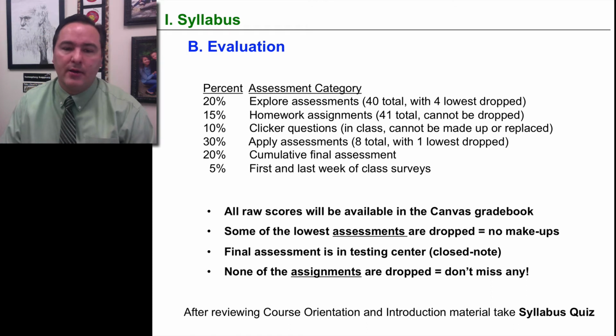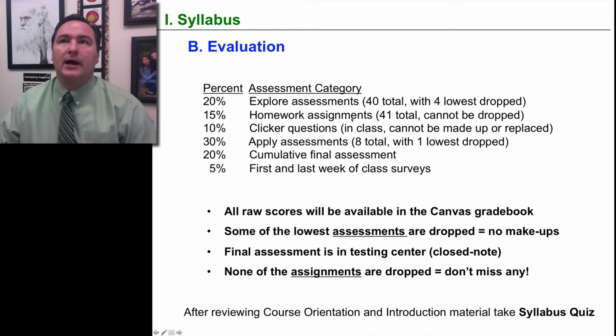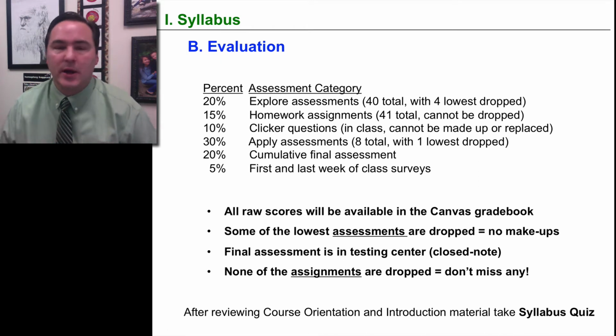And of the Apply assessments, one of those will be dropped. You can think of the Apply assessments as little mini midterms, because as you'll notice, there are no midterm exams. The only true exam is the cumulative final assessment. So keep that in mind as you're working through the course, what things can be dropped and can't. Some of these are really points where there's no reason why you shouldn't get full credit. If you just do it, you're going to get full credit.